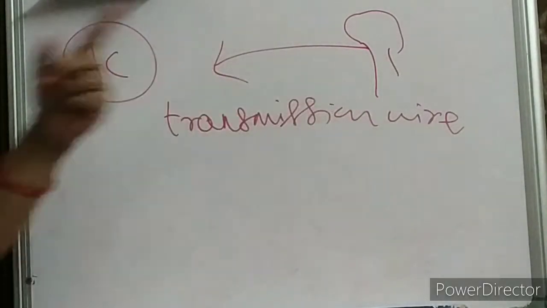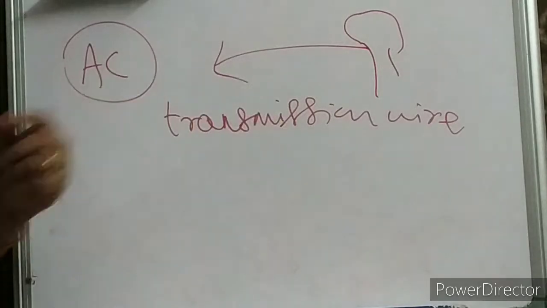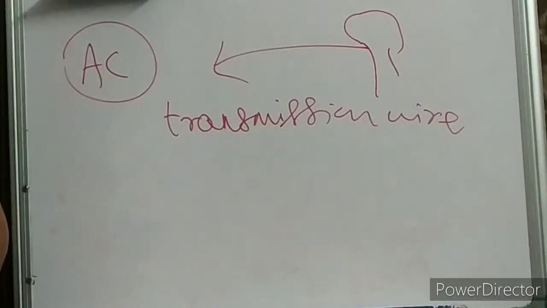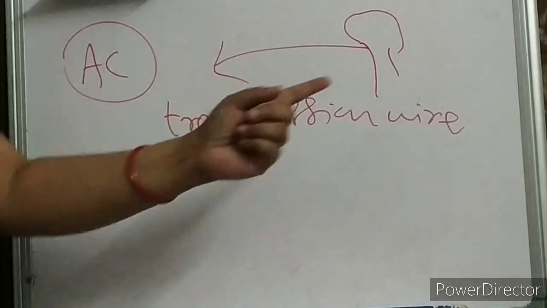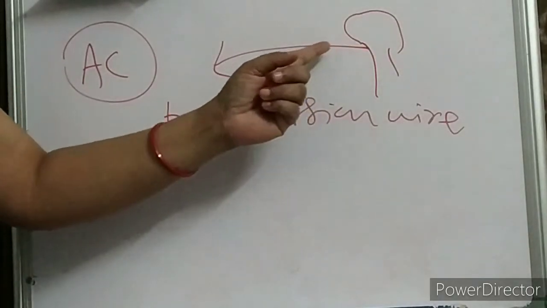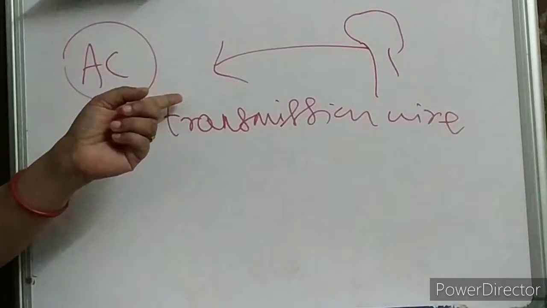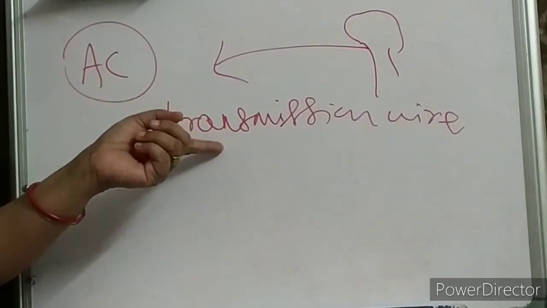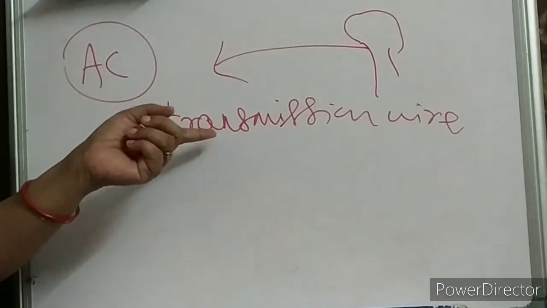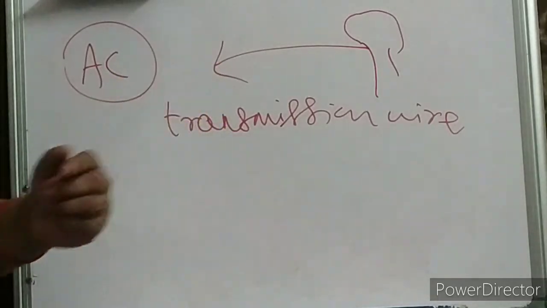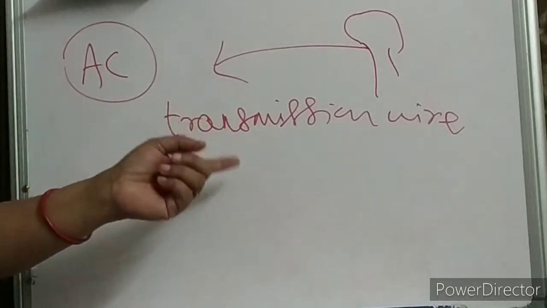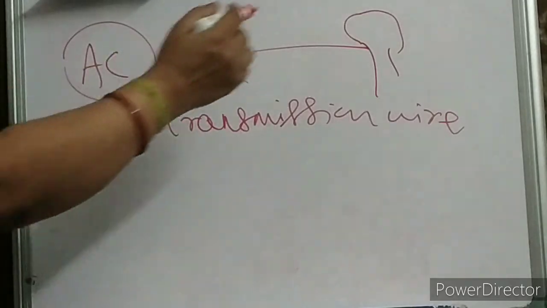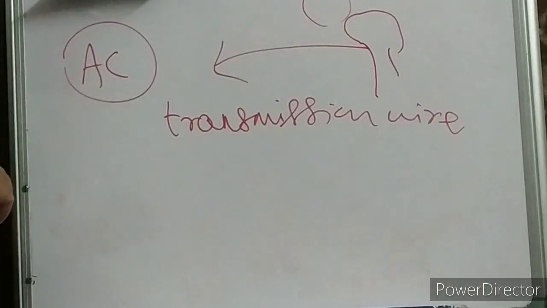Since current is flowing in these wires, what will happen? Current is flowing, that means it will heat up. So if it heats up, your electrical energy is getting wasted as heat energy. So we must avoid this loss. There is energy loss, so to avoid this, what will we do? First, we will use low current.